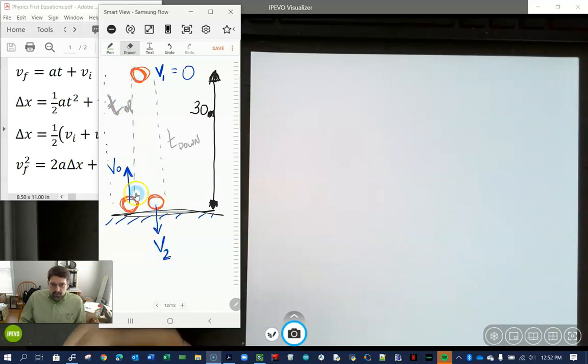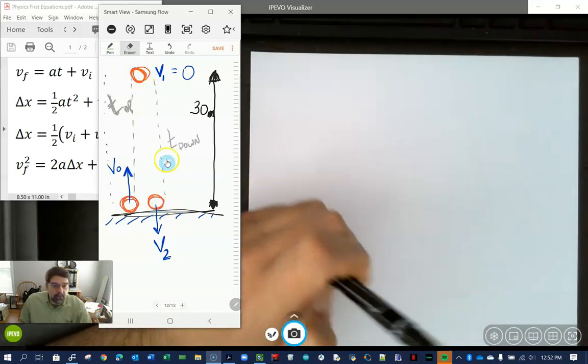So this is a two-part problem. Well, we're making it a two-part problem. The up part and the down part. Again, the ball traveled a distance of 30 meters above the earth, which means that the delta x going up was positive 30, and delta x coming down will be negative 30. Okay, so let's solve the problem.